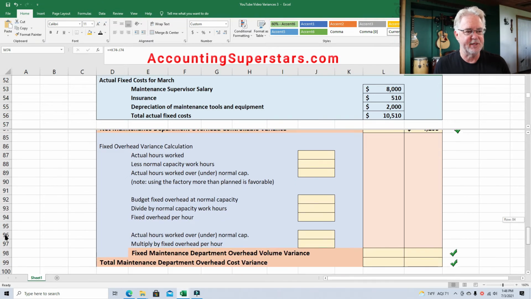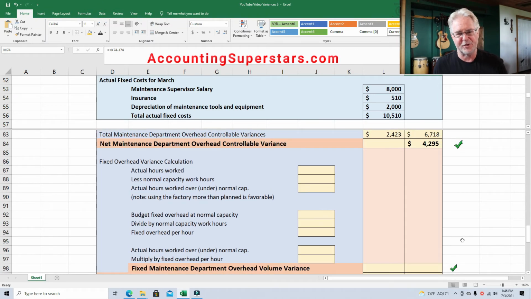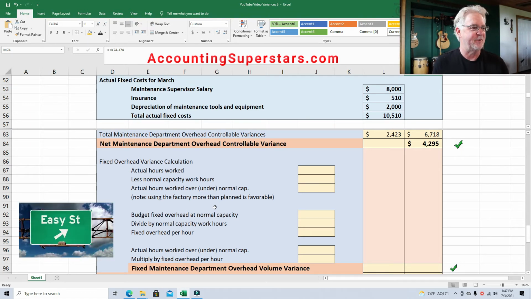Here it is. Now this is the one that's a little harder to understand, but I've got a good way to explain it. It's called the volume variance. So in other words, it has to do with the amount of production, in a sense, the amount of predetermined overhead rate that was used. I know this is getting a little confusing and deep. Let's just go through it. I think it'll be easier if we go through it. Here we go. Fixed overhead variance calculation.